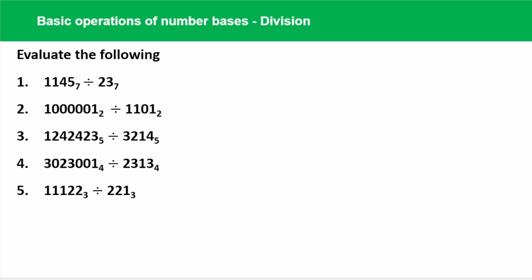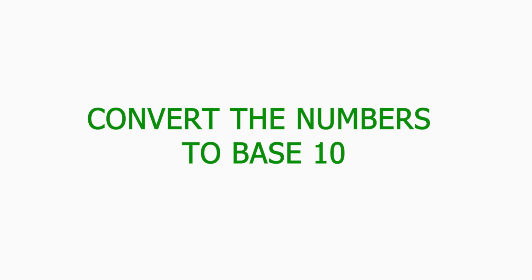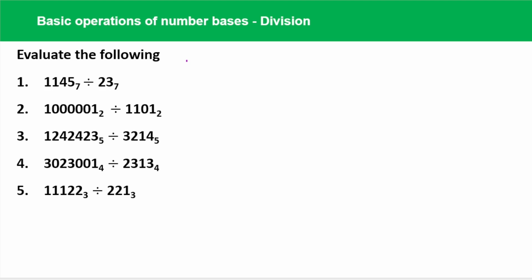Example 1. 1145 base 7 divided by 23 base 7. Using the first method, the first thing to do will be to convert each of these number bases to base 10. To do that, we'll begin by assigning powers of 0, starting from my right towards my left: 0, 1, 2, 3, base 7.